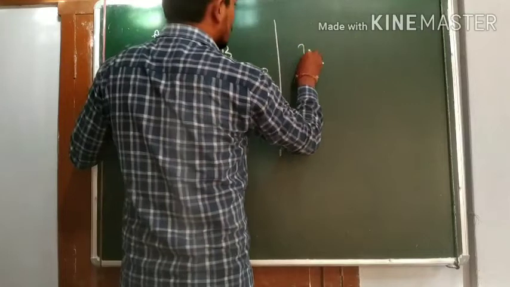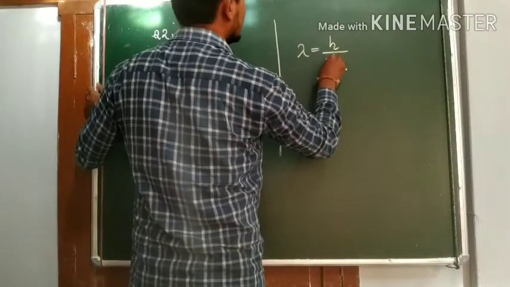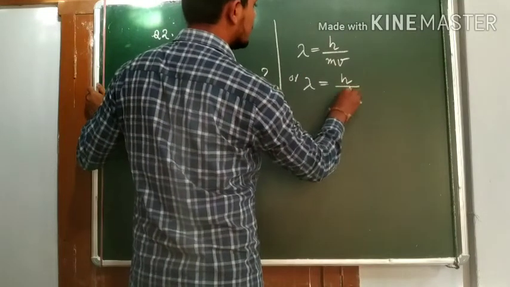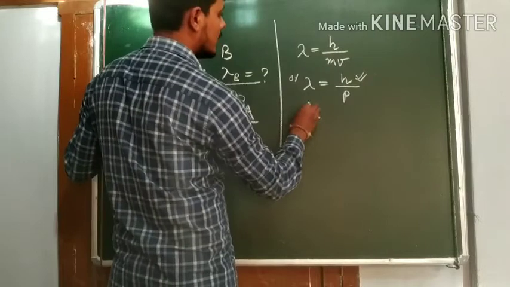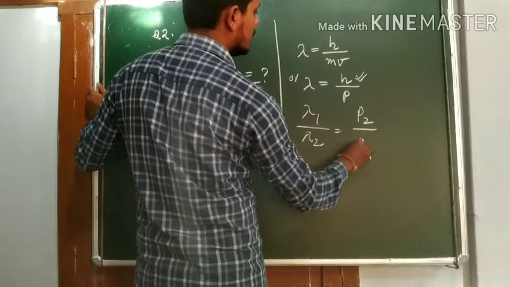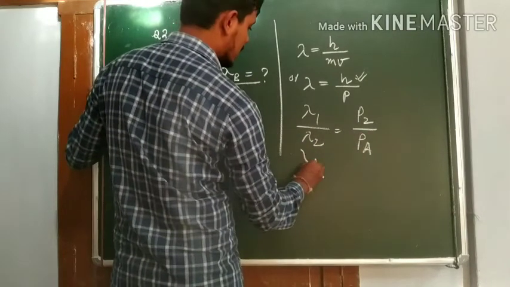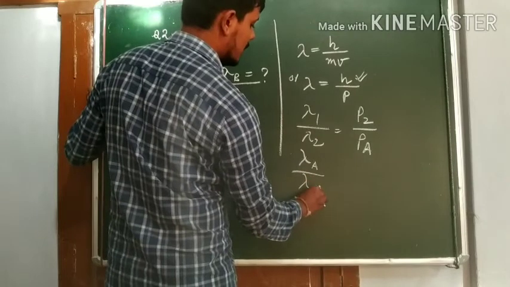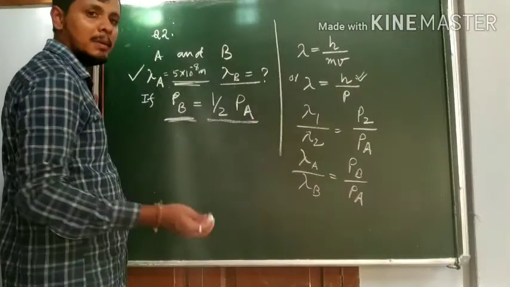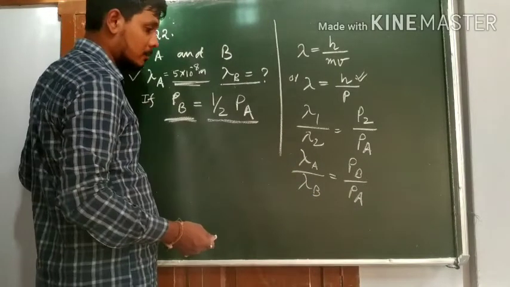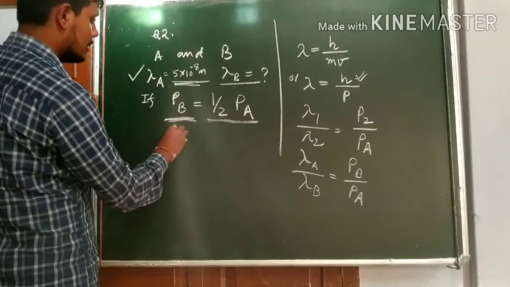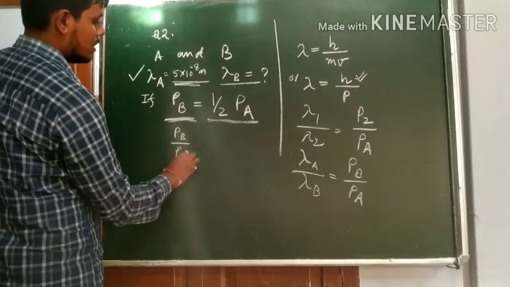We know that lambda equals h by mv, or lambda equals h by p. Since h is a constant, we can write lambda 1 by lambda 2 equals p2 by p1, or lambda a by lambda b equals pb by pa. We have to find lambda b from lambda a. So pb equals half of pa, then pb by pa will be 1 by 2.